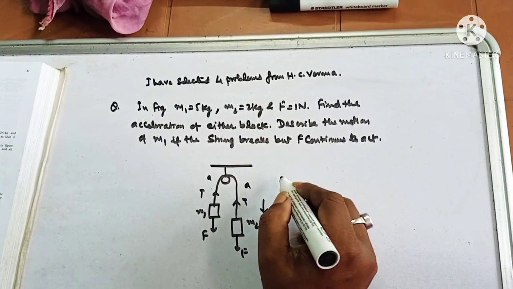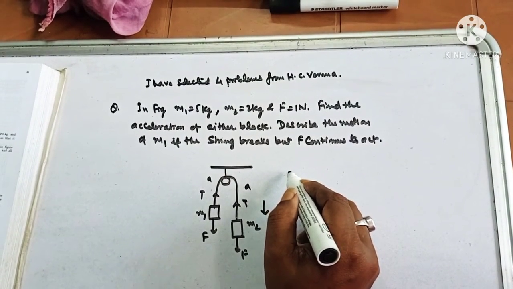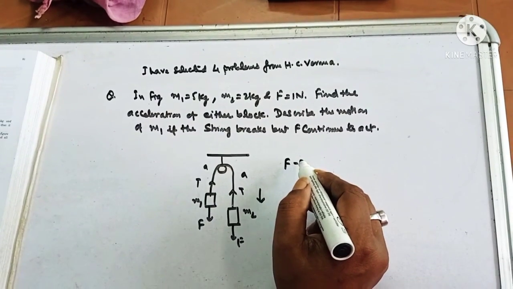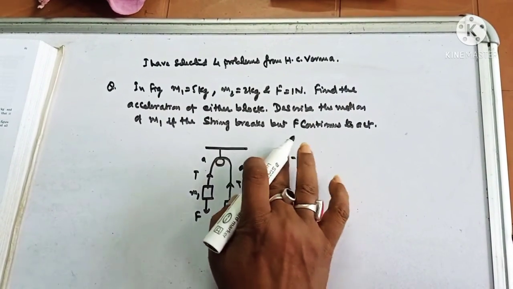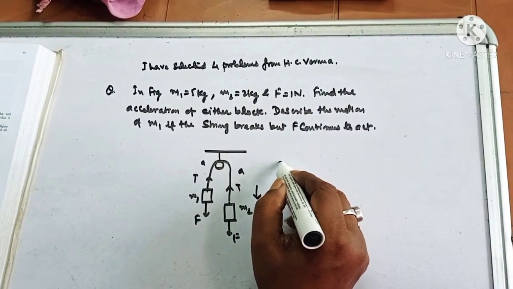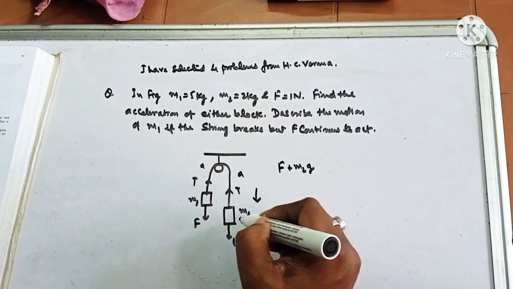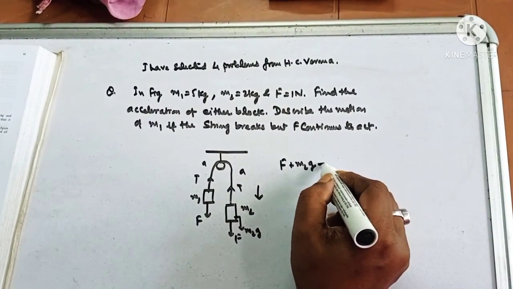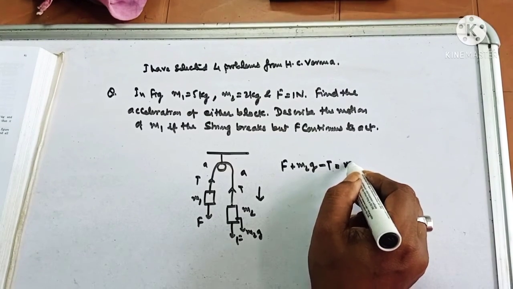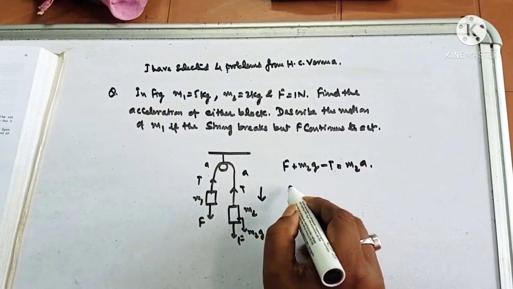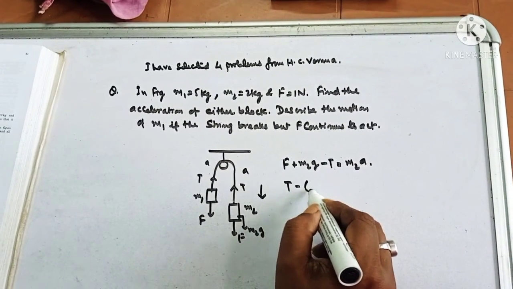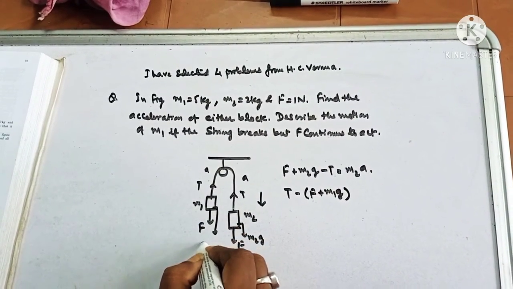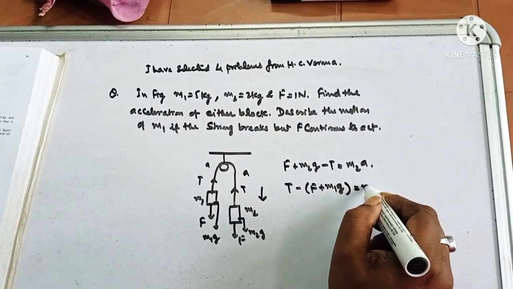So in this first system, we get F plus m2g, these two forces, one is this force F and another is the m2g force acting downward, minus T, this will be equal to m2 into a. And for this system, this will be T minus F plus m1g, because here also the weight is acting downward, m1g, that will be equal to m1a.